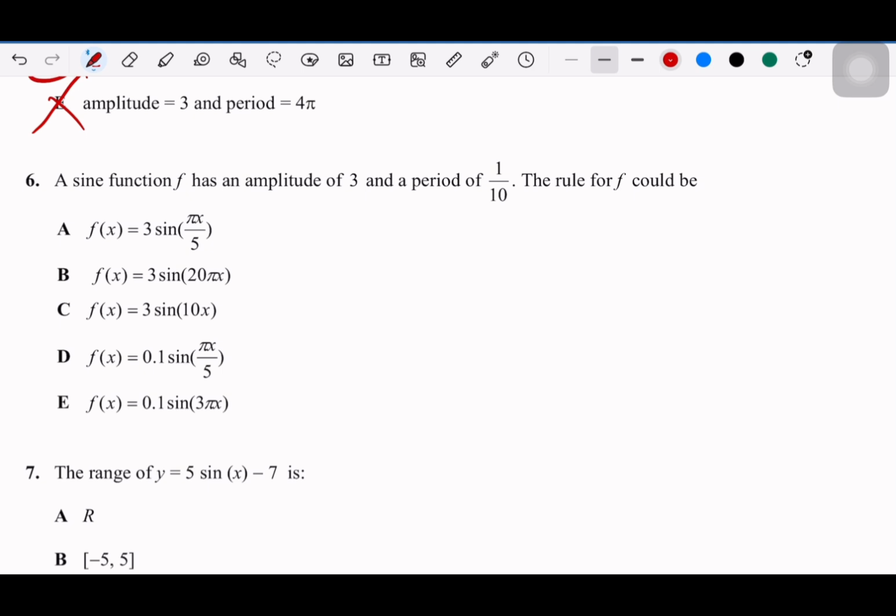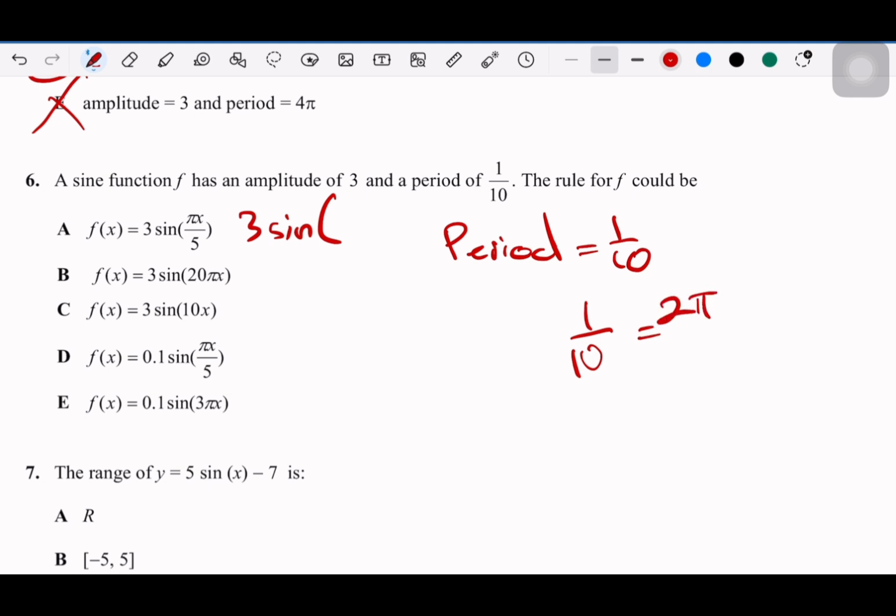A sine function f has an amplitude of 3 and a period of 1 over 10. The period here is very important. So it's going to be 3 sine of something over whatever it is. The way we're going to find that is by taking the period and substituting it into the equation that we use to find the period. So 1 over 10, which is the period, equals the formula for finding the period.